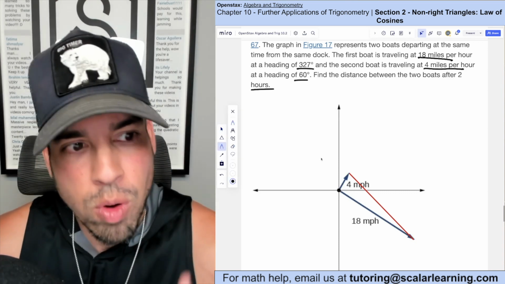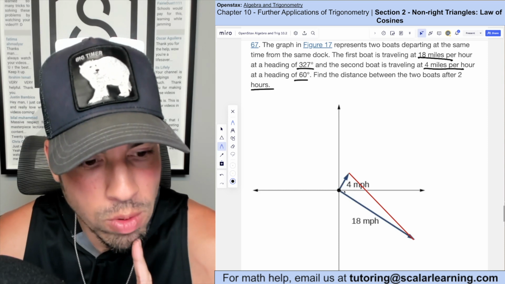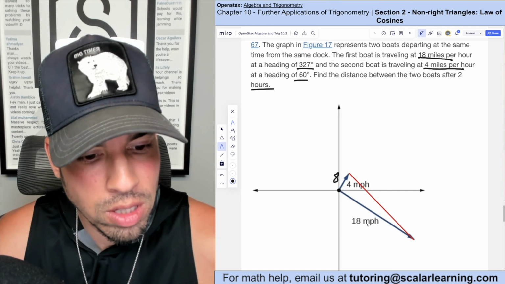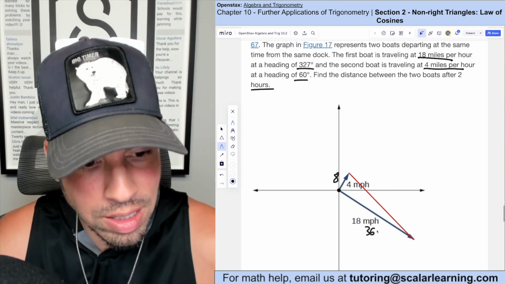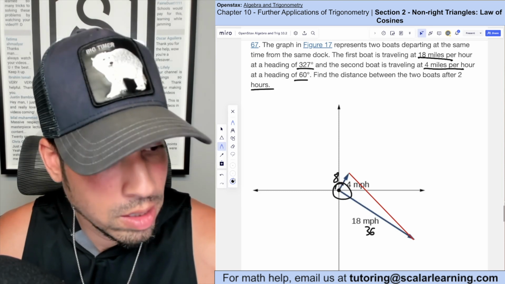Now, the question is, right, how far have they gone in 2 hours? If this one's going 4 miles per hour, in 2 hours, it's gone 8 miles. And for this one in 2 hours, it's gone 36 miles. So now we have the side lengths of the triangle. The thing that we're missing is this angle.